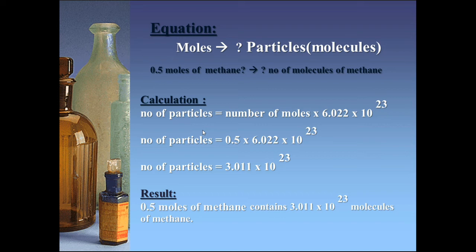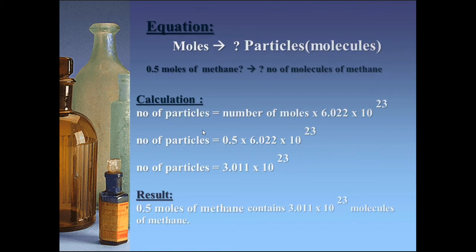Calculation: number of particles is equal to number of moles times 6.022 × 10^23. Number of moles is 0.5, so multiply 0.5 by the Avogadro constant, and we get 3.011 × 10^23. So the result is 0.5 moles of methane contains 3.011 × 10^23 molecules of methane.